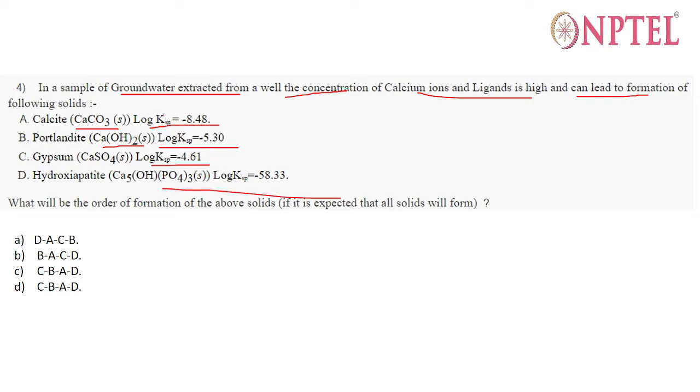So you have to think how you will arrange them in an order of formation for the above solids. All of them will form, but there will be some order, like some precipitation will form first, then the second one, then the third one, then the last one. So you have to find out the correct order, A, B, C, D. So which one will be the correct?